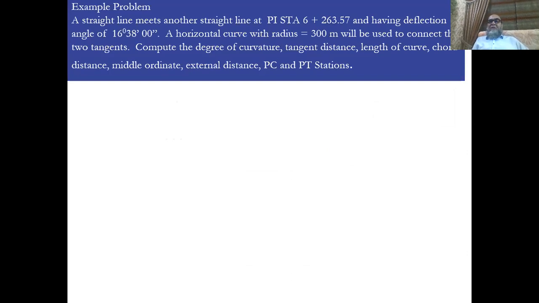Now let's solve one problem in which we calculate the curve parameters or elements of the curve for the given data. Here a straight line meets another straight line. So whenever two lines meet, a curve is formed. It has a station PI having value of 6 plus 263.57 and a deflection angle of 16 degree 38 minutes. The curve has a radius of 300 meter. Compute the degree of the curve, tangent distance, length of the curve, chord distance, middle ordinate, external ordinate, PC and PT. It means all the relations you have derived previously you have to calculate here.